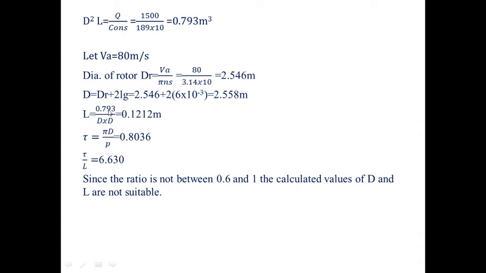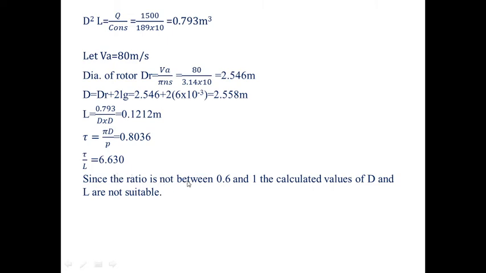So this is the D square L value divided by D square. If you do, then you will be getting the L value. So tau is equal to pi D by P. If you substitute the value of pi, D and P, you will be getting 0.8036. Now, tau by L value, that is tau divided by L, you will be getting 6.630.